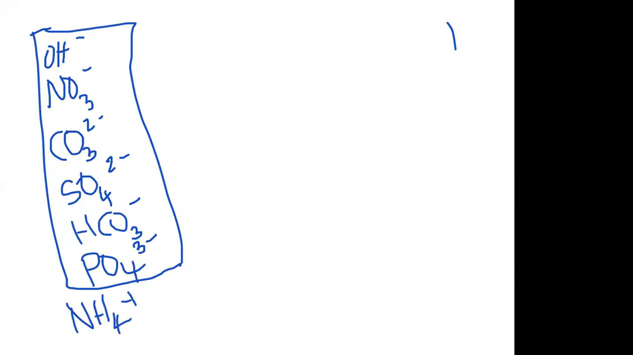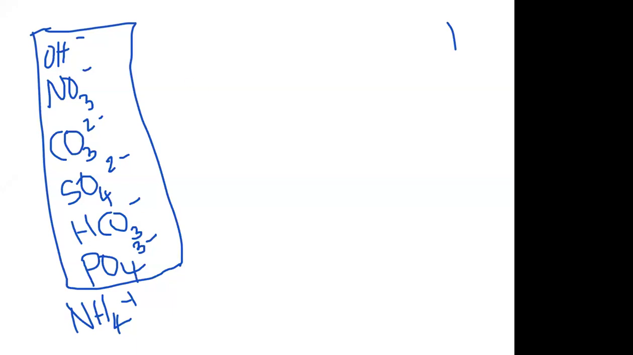All right, now the difference between the formula writing we're going to do today and the one we did last week is that when we use more than one polyatomic ion, we must bracket it. So if we use more than one polyatomic ion, we need to bracket that.